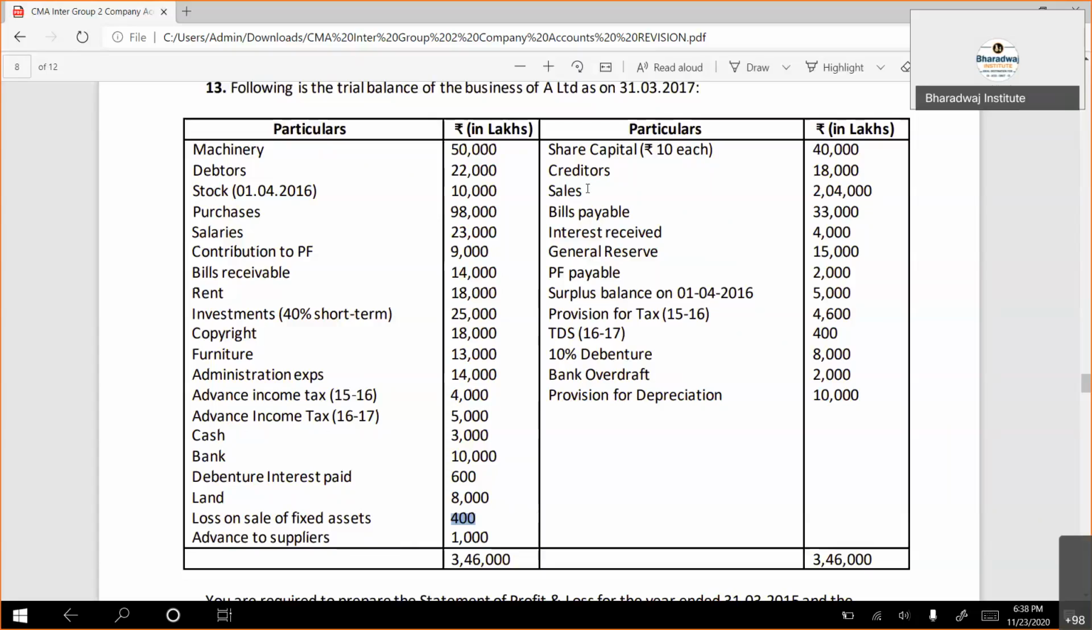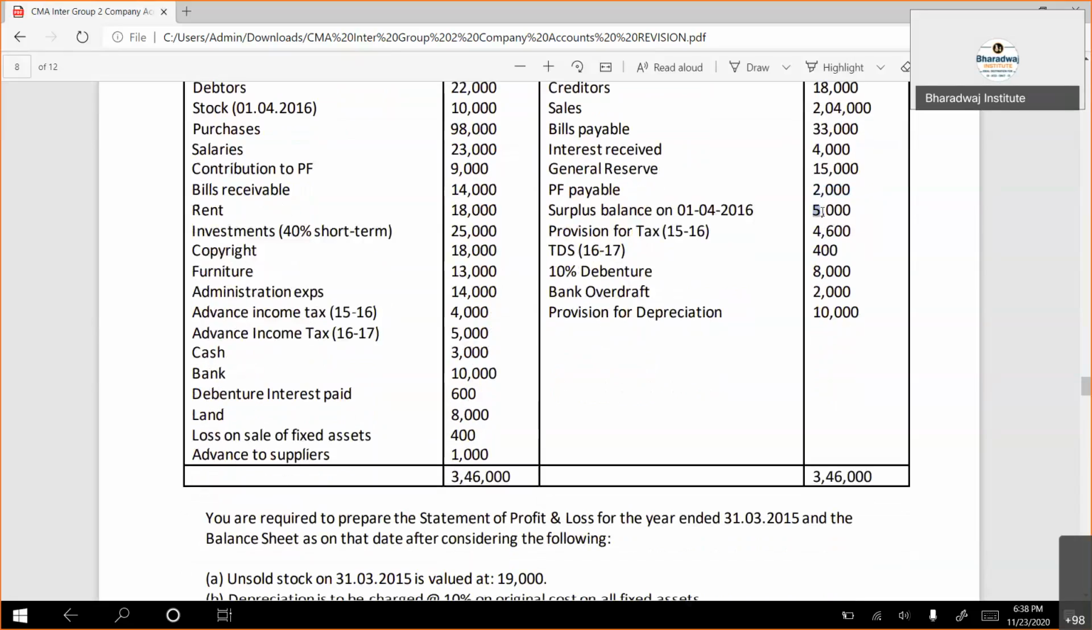Share capital will come under shareholders funds. Creditors will come under current liability, trade payable. Sales, of course, is operating income. Bills payable is also payables. Interest received will come in other income. General reserve will be reserves and surplus. PF payable will be shown under current liabilities. Surplus means the P&L account opening balance they have given.